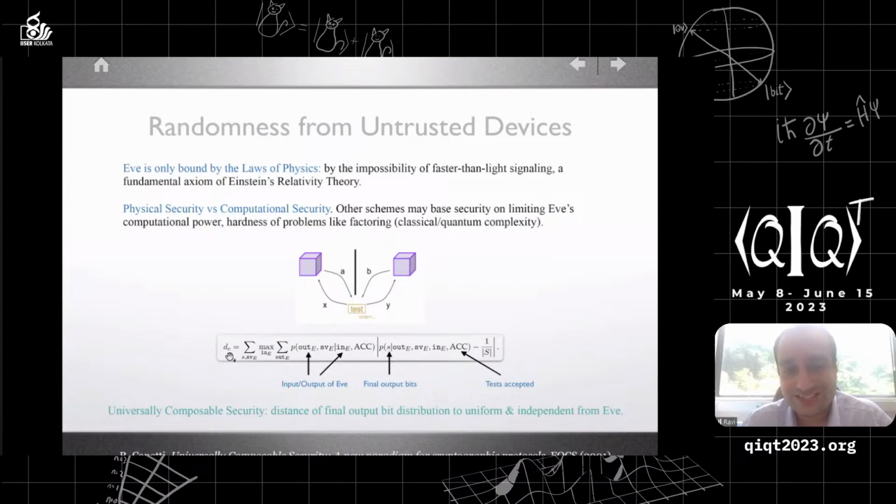Security is usually defined by asking for what's called universally composable security, which is the idea that the output bits of our protocol must look uniform and independent from Eve, which means that they should be indistinguishable from being uniform, fully random, and independent from any eavesdropper. So this, I stress, is not computational security. It's the highest form of information-theoretic security.